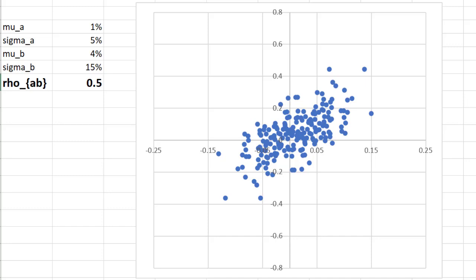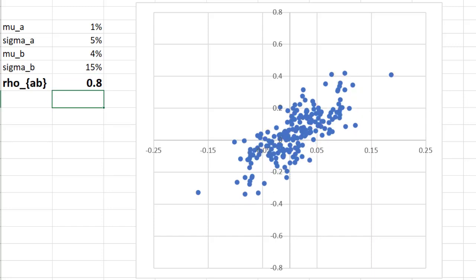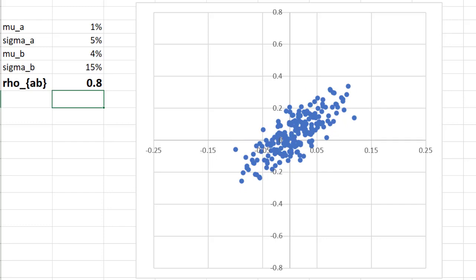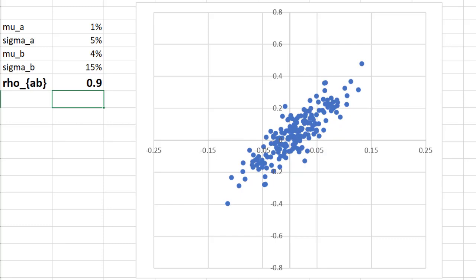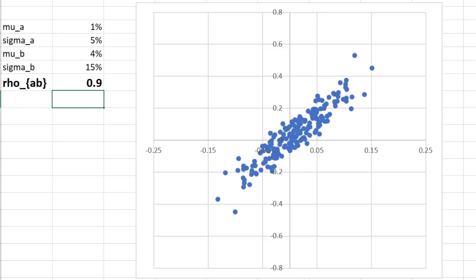What happens now if I change the correlation from 0.5 to 0.8, which is very high? We can observe that now this tendency of joint co-movement is much stronger than it used to be with the correlation of 0.5, and we can hardly see any observations here, but a lot of observations here. Let me now increase the correlation to 0.9, and you see that this effect becomes even stronger.